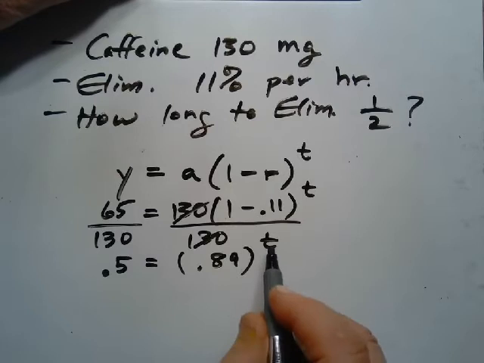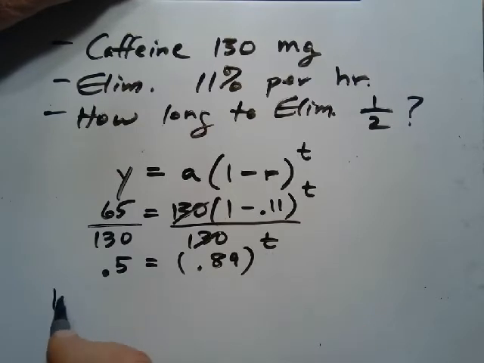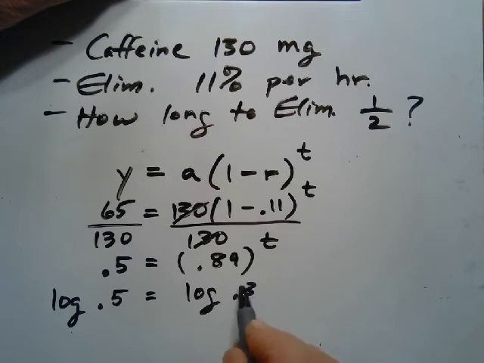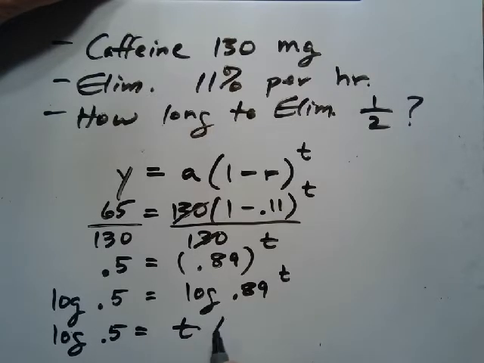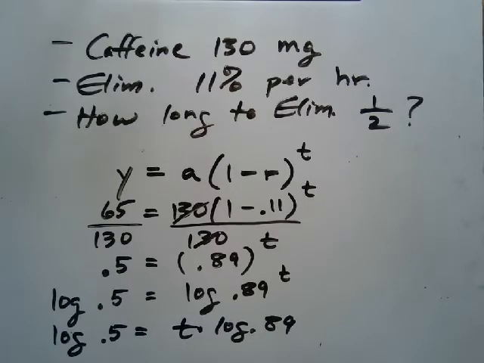So in order to solve this, we're going to have to take the log of both sides. I'm going to use log base 10. I'm not going to write the 10 this time. Log of 0.5 and log of 0.89 raised to the t. I did not write the 10 here this time, but this is the common log we're using. Now, if I have a result raised to a power, I can bring that around to the front and multiply. Power of a power says I'm going to multiply the exponents. So this is log of 0.5 equals t times log of 0.89. Now I'm going to have to divide both sides by log 0.89.